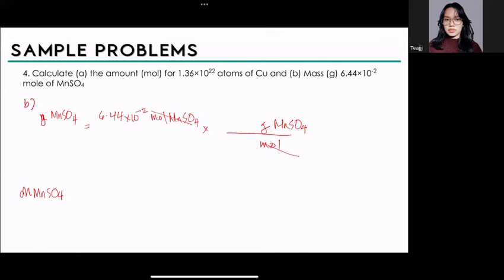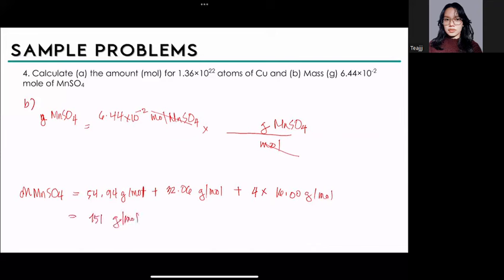Okay, Mn is 54.94 grams per mole, plus sulfur, which is 32.06 grams per mole. And of course, 4 times 16 grams per mole. If we put that in the calculator, you'll have 151 grams per mole. Exactly 151 grams per mole.